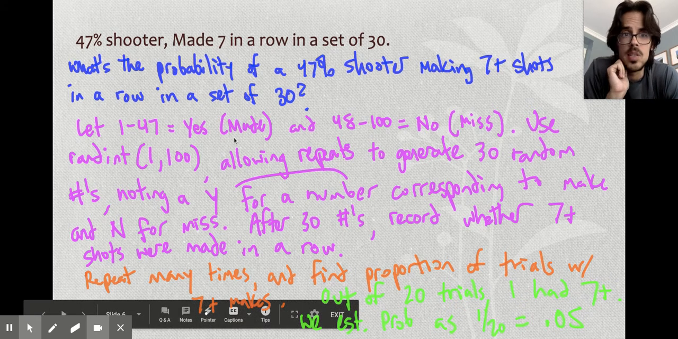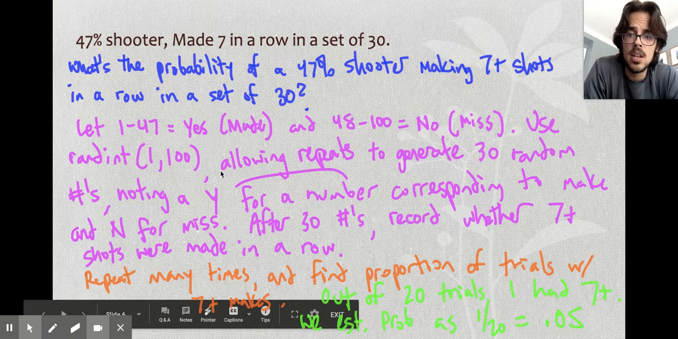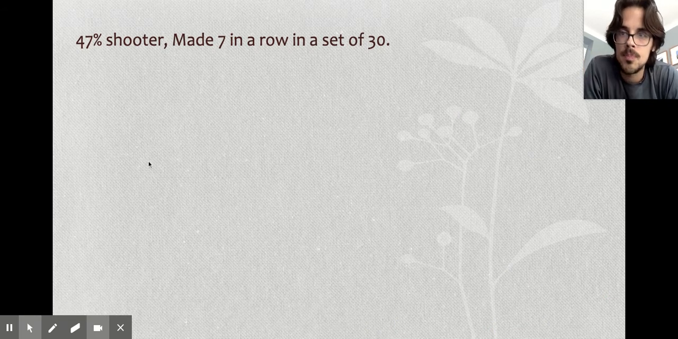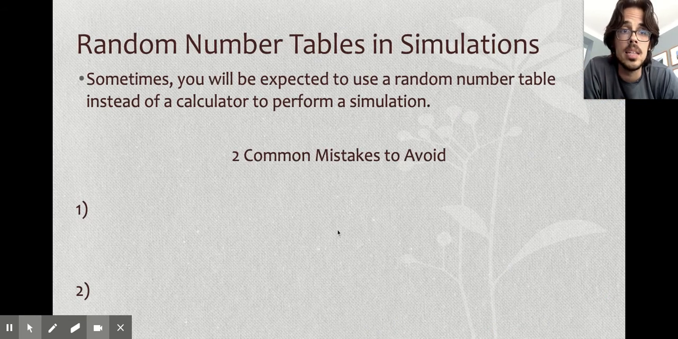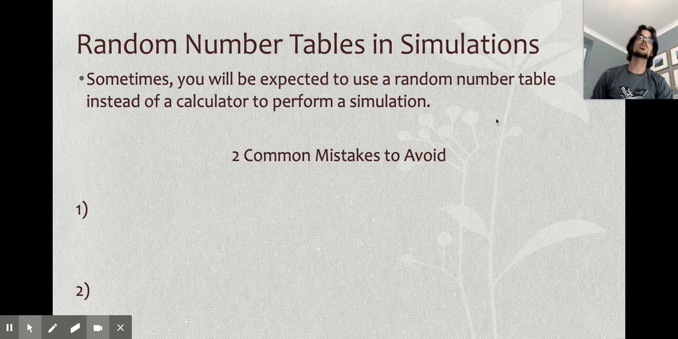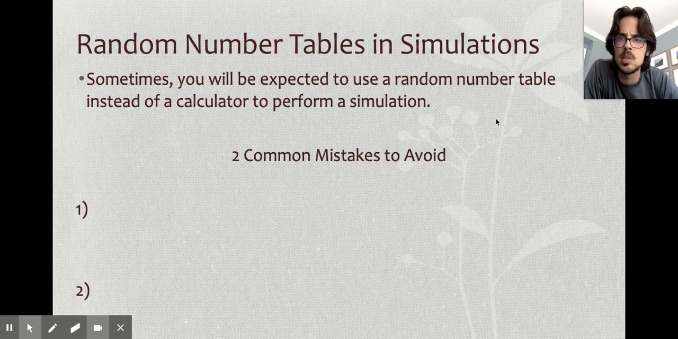So with simulations, the trick is mostly just wrapping your head around how to design the problem and then taking the time to actually write the thing out. We're going to talk about one more example in this video, and we're going to do it with a random number table, which we've used before back in our first chapter, when we were talking about random assignment and that sort of thing.